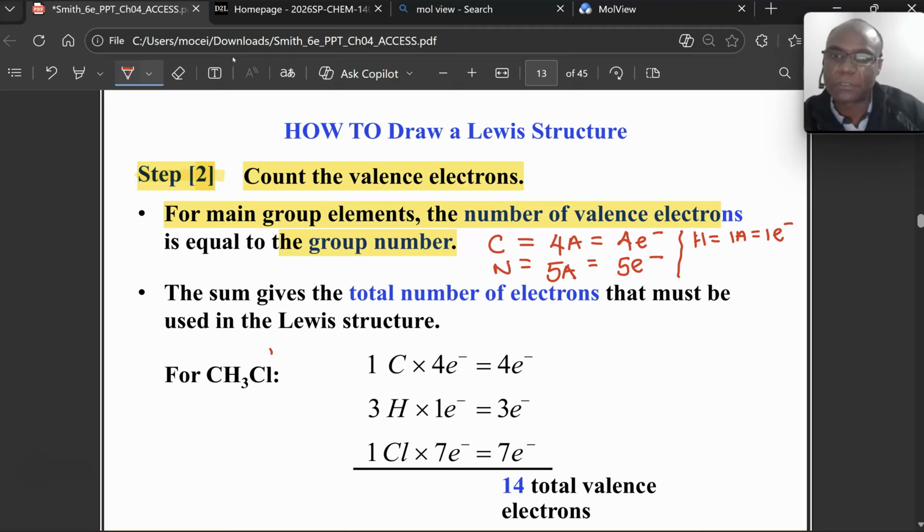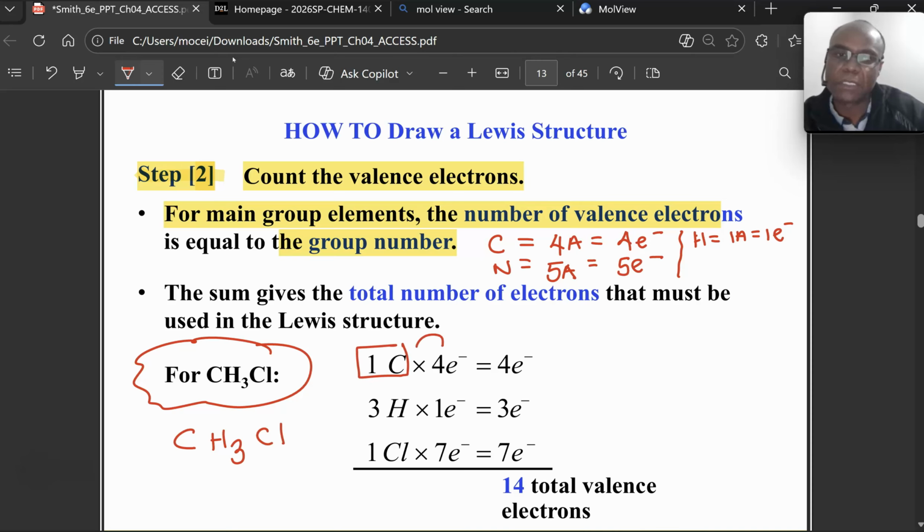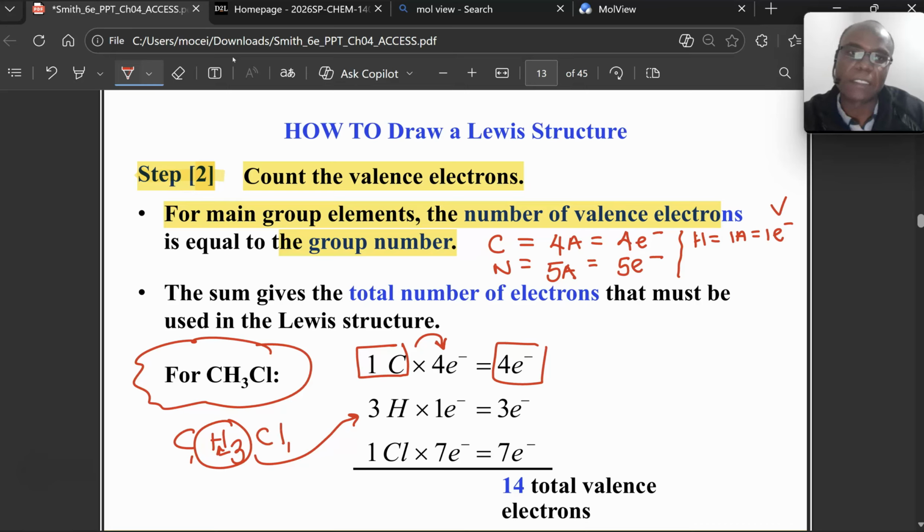Okay, if you are to consider this molecule right here, CH3Cl, I see that I have 1 carbon. Each carbon has 4 valence electrons because carbon is in 4A. So total 1 times 4 is 4. Then I do have 3 hydrogens. Each hydrogen, like I said, is 1 valence electron because hydrogen is in main group 1A. But I have 3 of them, so 3 times 1 gives me 3. That is from the 3 hydrogens.